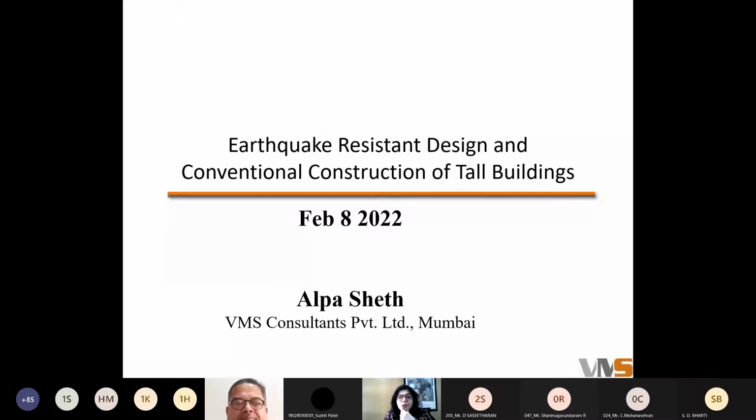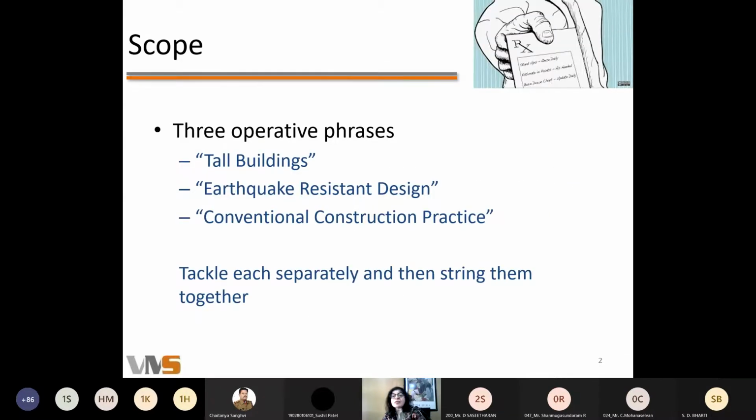The topic which I've been given today to talk to you about, and I'm really happy to be here with all of you, is earthquake resistant design and conventional construction of tall buildings. Very interestingly, there are three operative phrases in this very long title. One is tall buildings, the other is earthquake resistant design, and the third is conventional construction practice. I'm going to tackle each of them separately, and then we'll join them together. I'm going to start first with tall buildings.